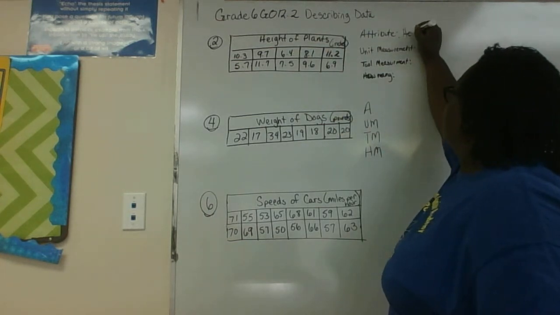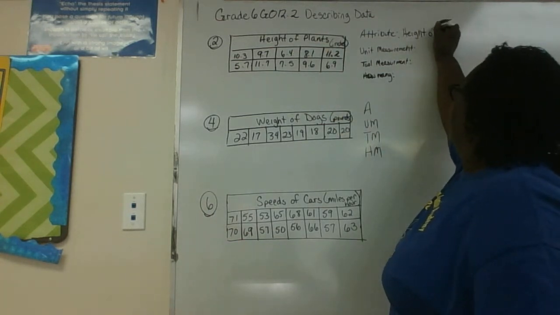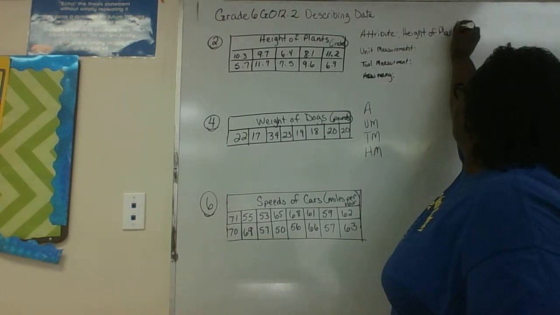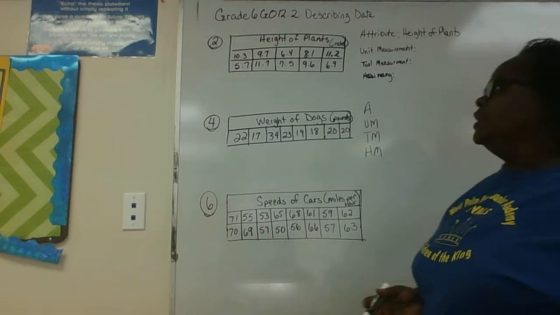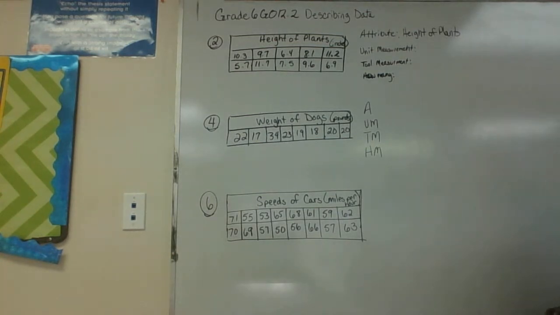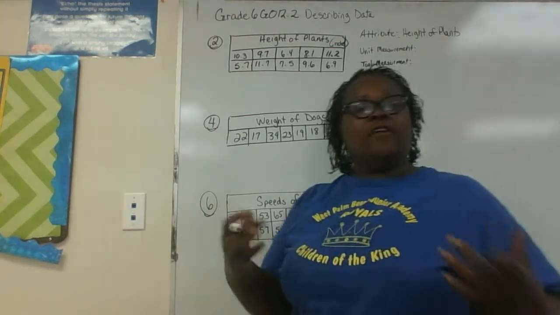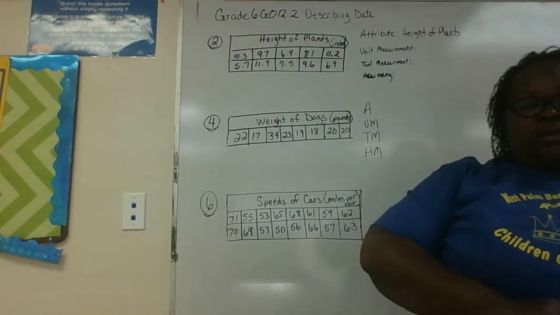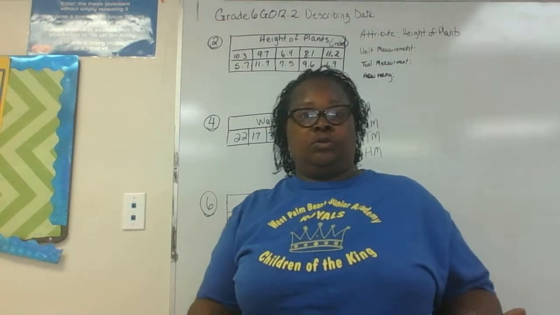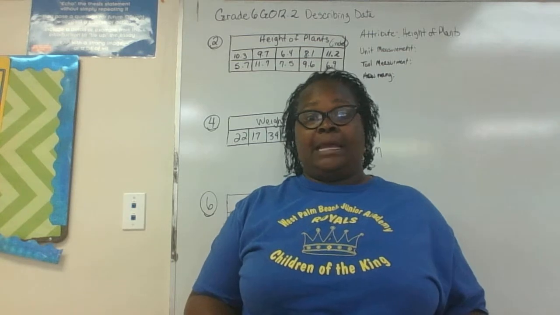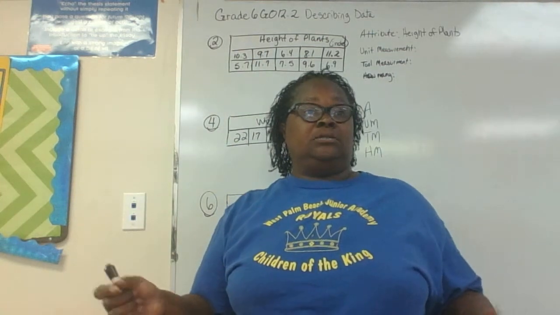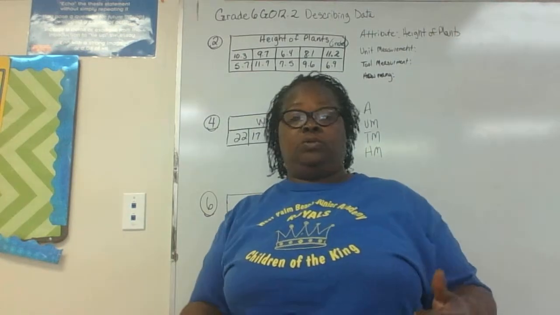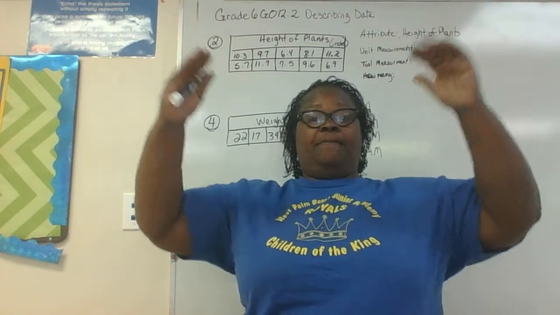So we have the height of plants. That's what this is all about. That's what we're talking about. That's the attribute. So then it says the unit of measure. If we got the height of plants, what unit did we use? Did we use so many paper clips tall? Did we use thumbprints tall? Did we use sheets of paper?